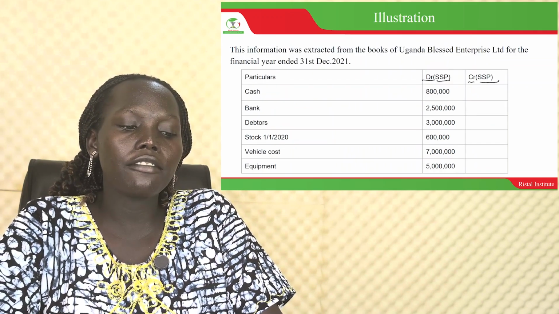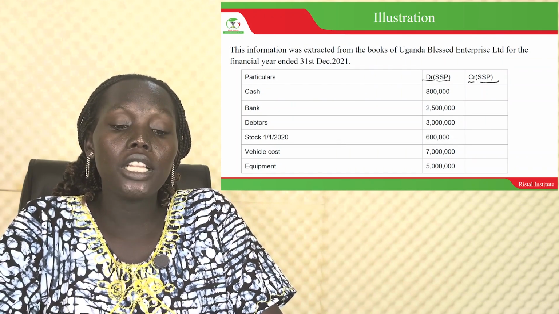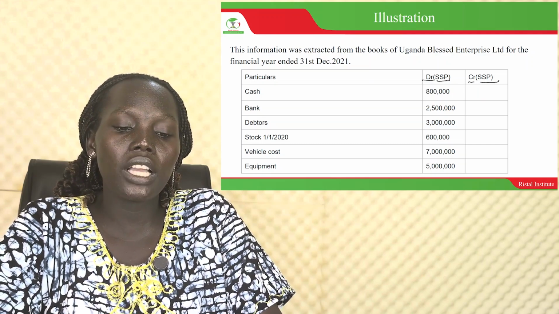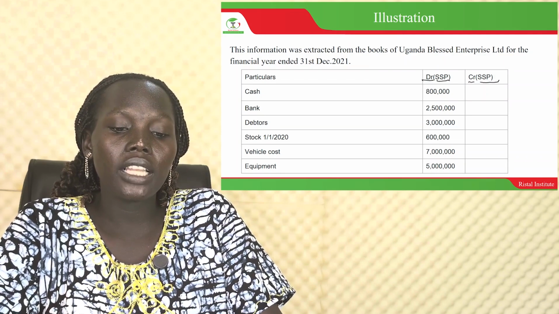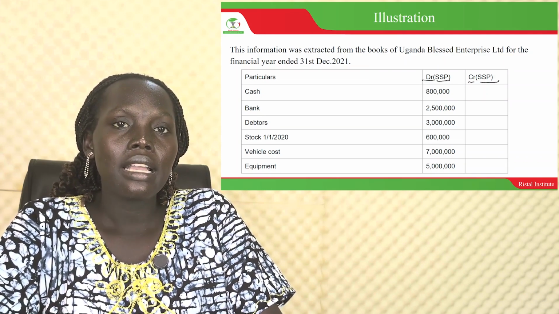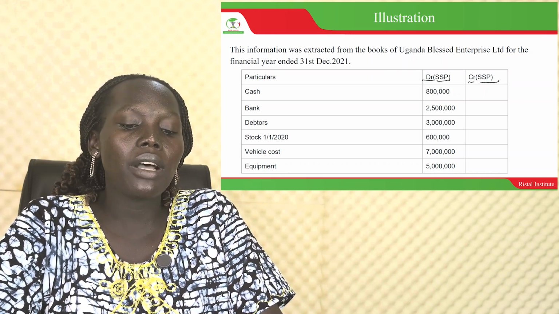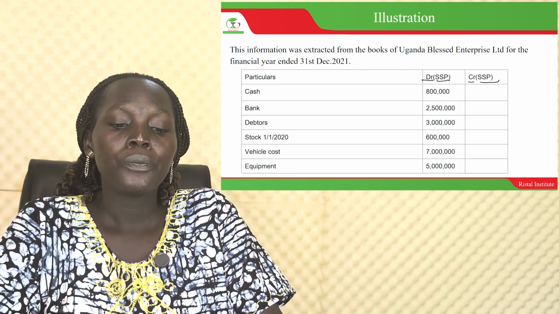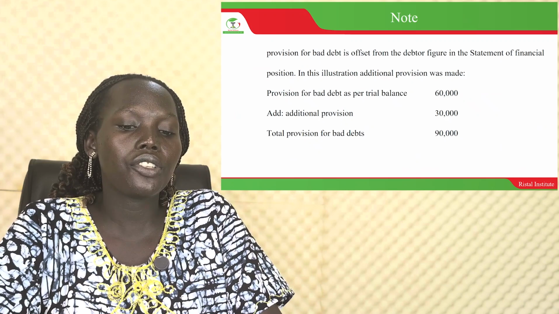So we see that the vehicle cost is 7 million. What does it mean? We shall get 20% of 7 million, which is the amount that has depreciated. And then for equipment, we get 10% of the equipment cost, which is 5 million. So that is what we shall put in our journal entry.